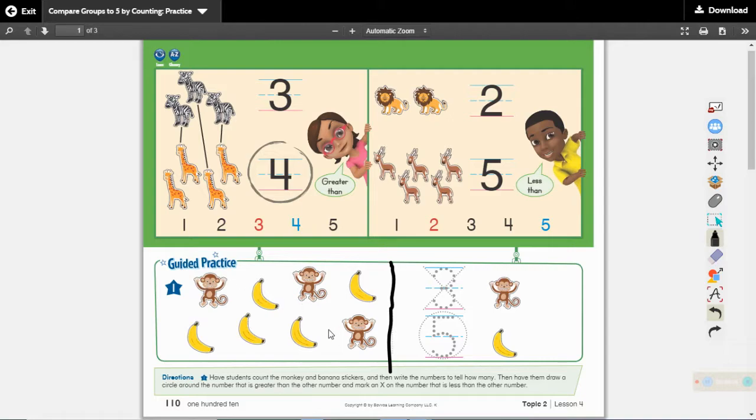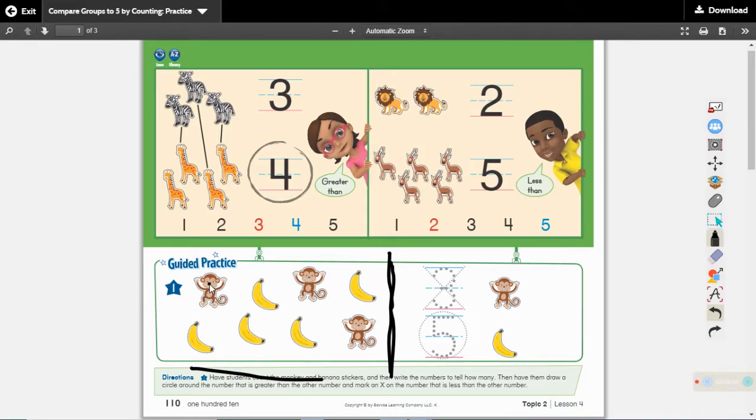So when we count the number of monkey stickles, we're not counting this one because it's saying we have this many monkey stickles and this many banana stickles. We only count what's on this side of the line over here. So let's count the number of monkey stickles.